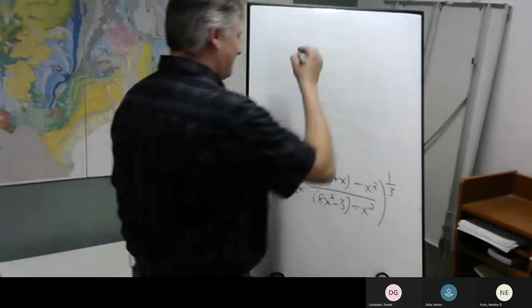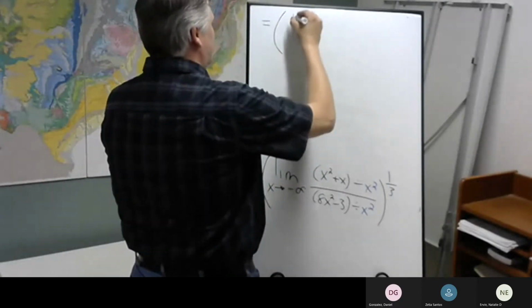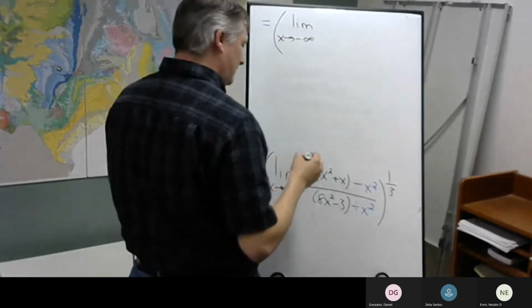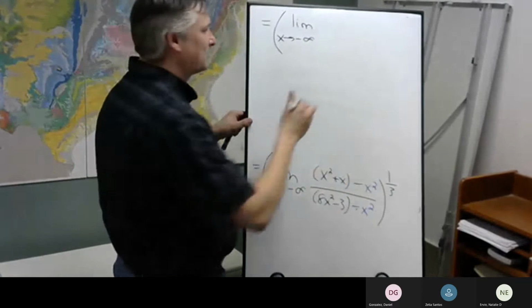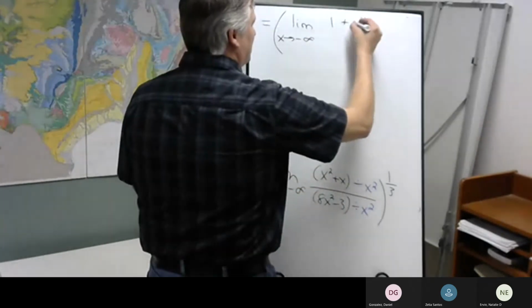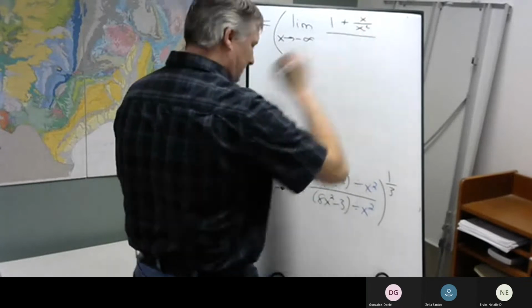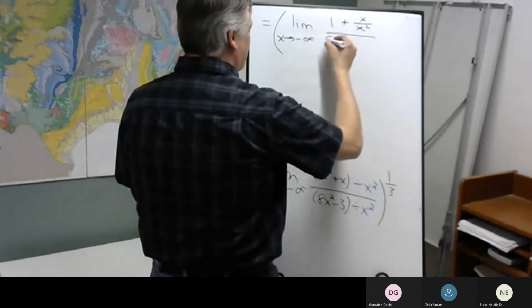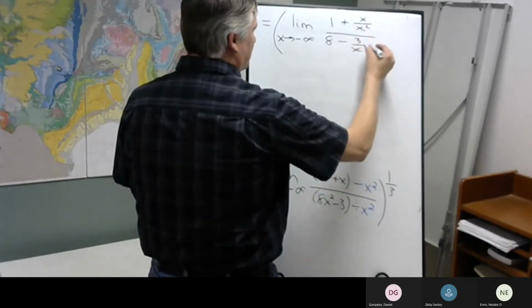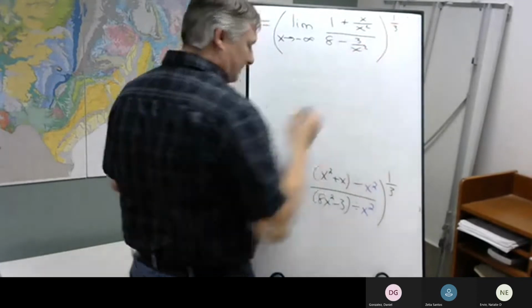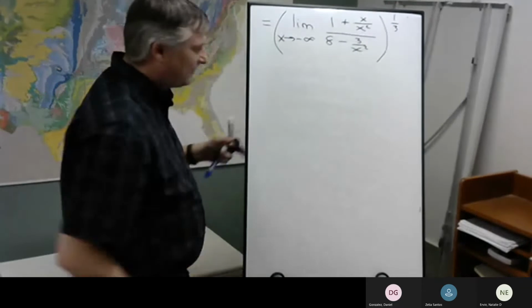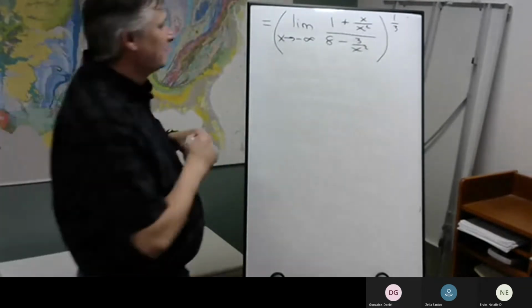So what we're going to get, we'll still have our limit. And then we're going to get, well, x squared divided by x squared is 1. X divided by x squared. And then we have 8x squared divided by x squared is 8. And 3 over x squared. So again, we can simplify.